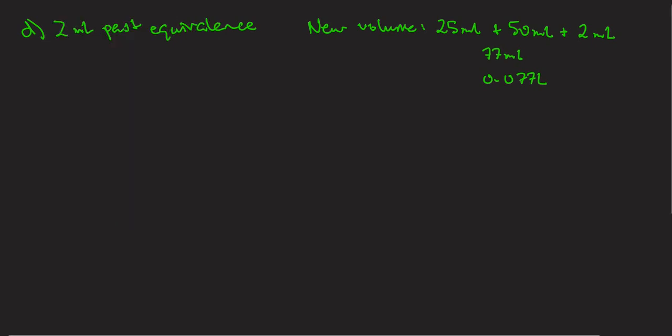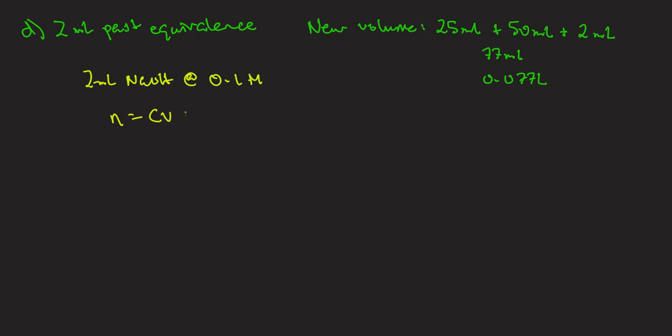Okay, switching colors. So what this means. New volume. Let's also figure out how much at this point. Let's figure out with 2 mils of NaOH at a 0.1 molar concentration. We're going to figure out the number of moles. Moles equal to C times V. We have 2 mils added, right? Liters cancels out, and we're left with 0.0002 moles.